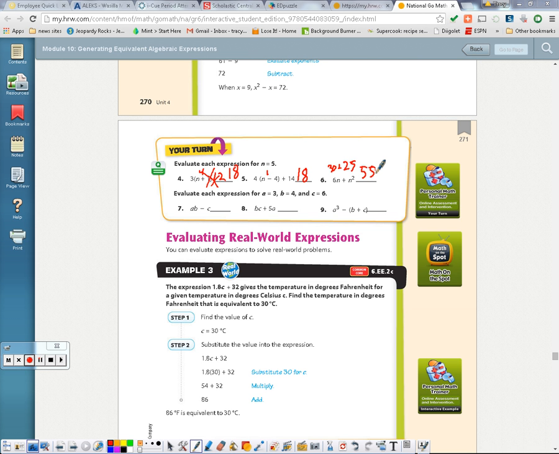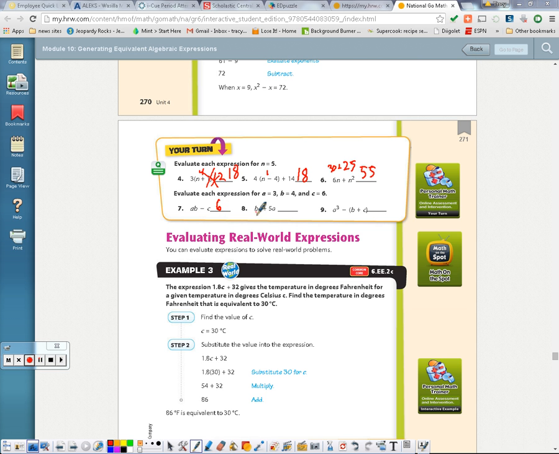Okay, so evaluate each expression for a equals 3, b equals 4, and c equals 6. A times b minus c. A times b is 3 times 4, which is 12. 12 minus 6 is 6.